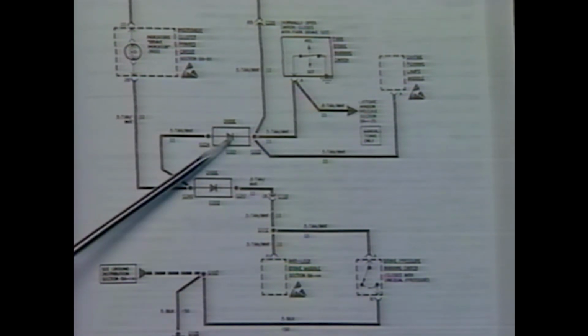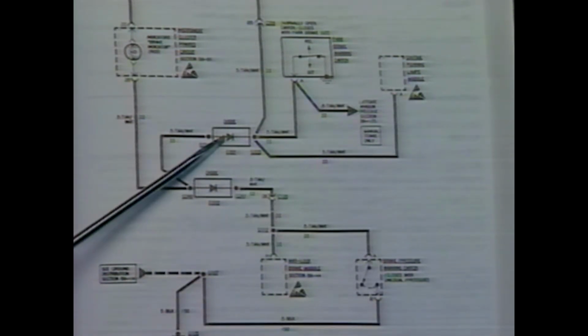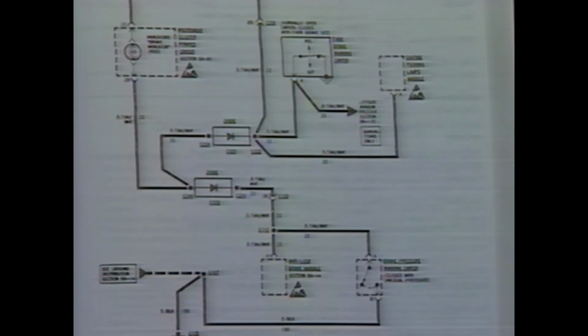There is a diode that should prevent the ground signal from getting to the DRL module. But if the diode was bad and either the ABS or the pressure switch provided a ground, the running lights would not work.